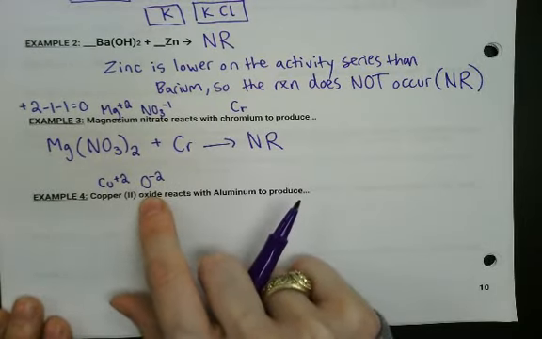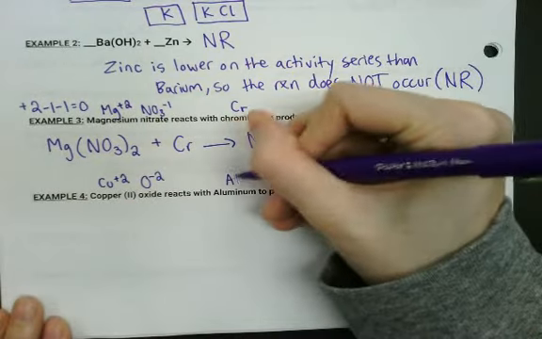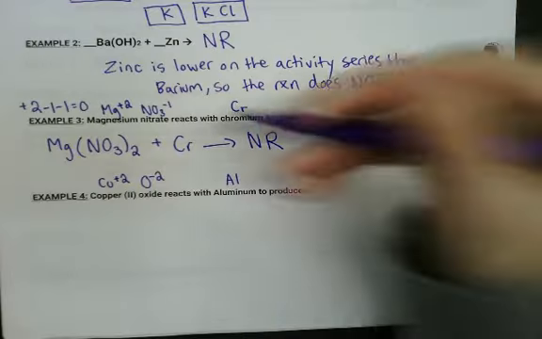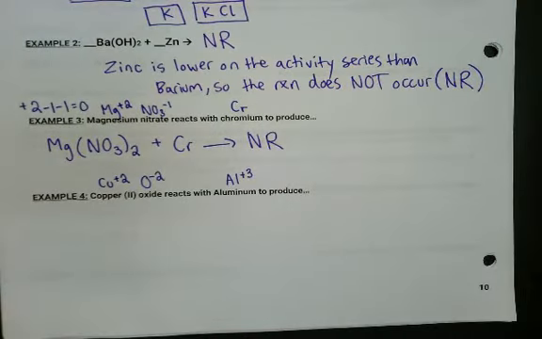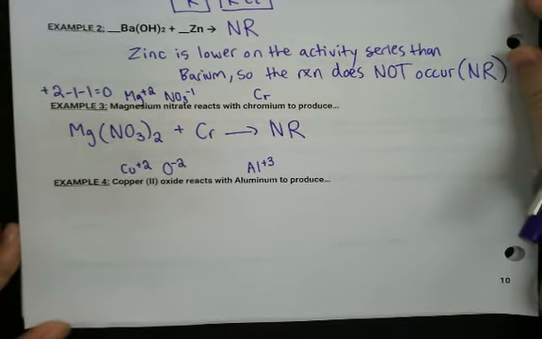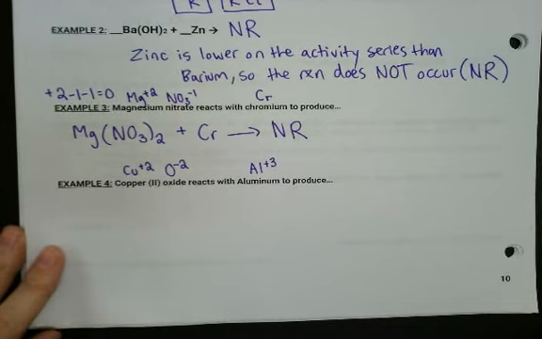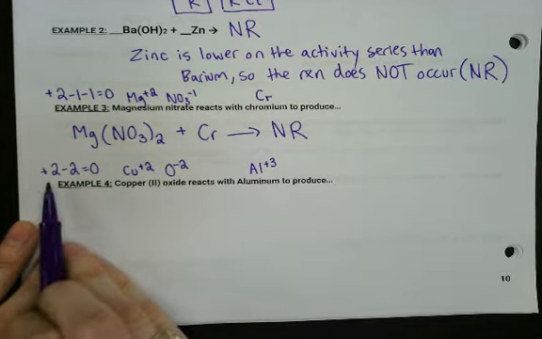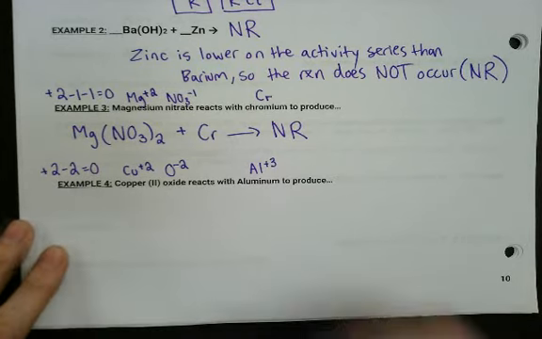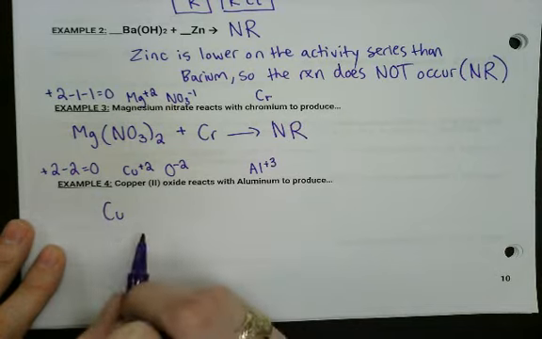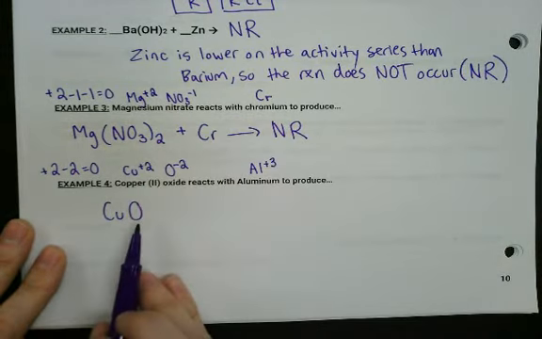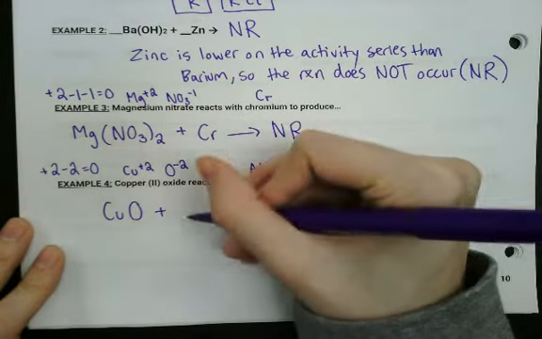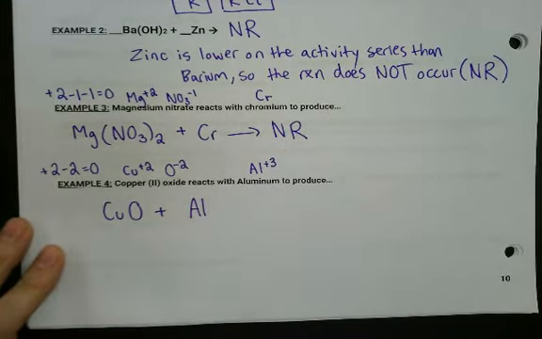This copper oxide, this copper 2 oxide, is going to react with aluminum, which is a group 13 metal. So it's going to have a +3 charge to produce something. So again, we're going to write out the formula for our copper 2 oxide. This one is really nice because the +2 and the -2 cancel each other out, letting us know that this compound's formula is going to need 1 copper and 1 oxygen. And then we have aluminum by itself.